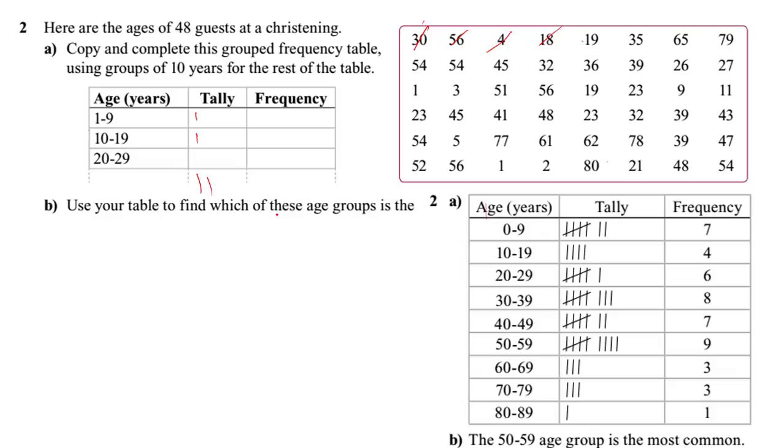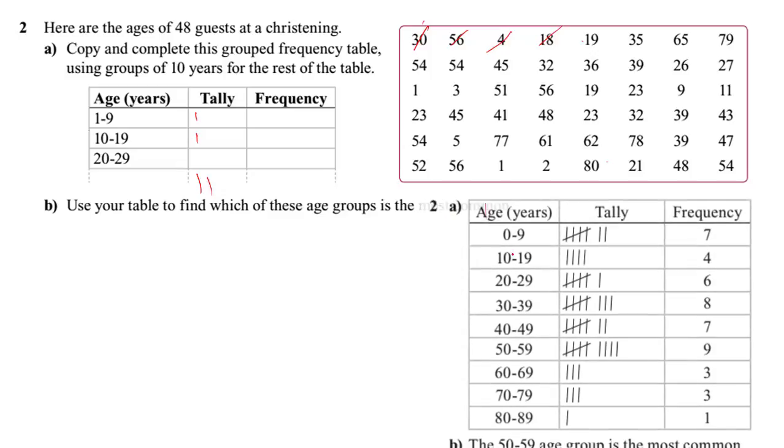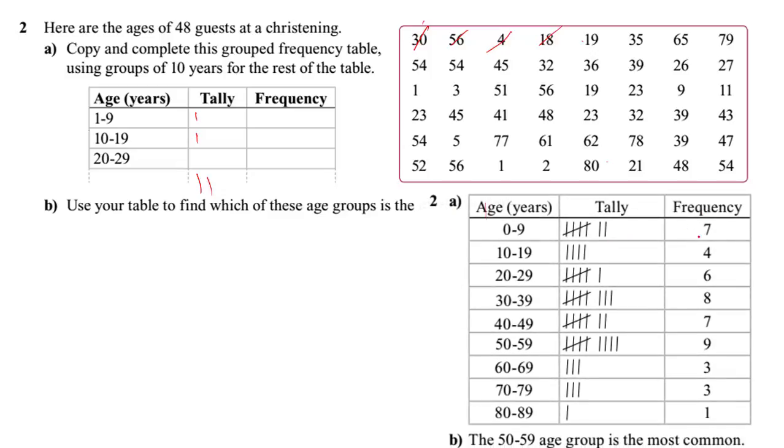Okay. Now the last question, B, says, use your table to find which of these age groups is the most common. Now the most common group will be the one that has the highest frequency. So by looking at this, I can see that the majority are in which group? Majority are in age 50 to 59 because that's the highest frequency. So the answer is going to be 50 to 59. That's where you find the majority.